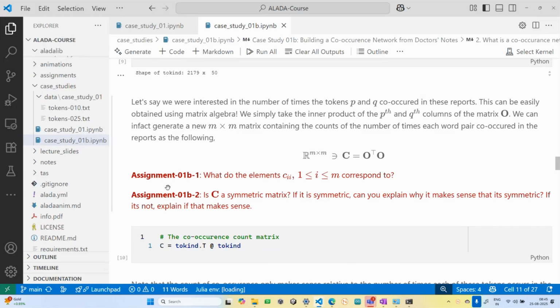Here there is a question: what do elements Cii correspond to? You can answer all that, right? Another question is, is C a symmetric matrix? What is a symmetric matrix? Its transpose is the same as the original matrix. That's all. Here you're asked to verify if it's symmetric, and if it is, what does it mean, and does it make sense that it's symmetric? So that you can answer.